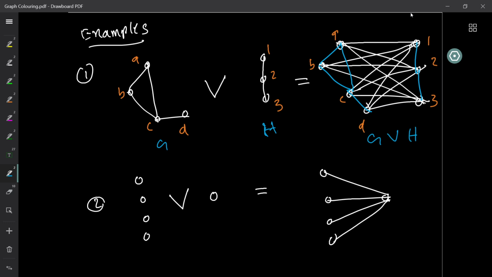In this case, there is an independent set here and another single vertex, which is also an independent set. So what is the join? It's basically the complete bipartite graph K_{4,1}. Four vertices here and one vertex here. This is the complement of K4 and this is just K1. So you get K_{4,1}.